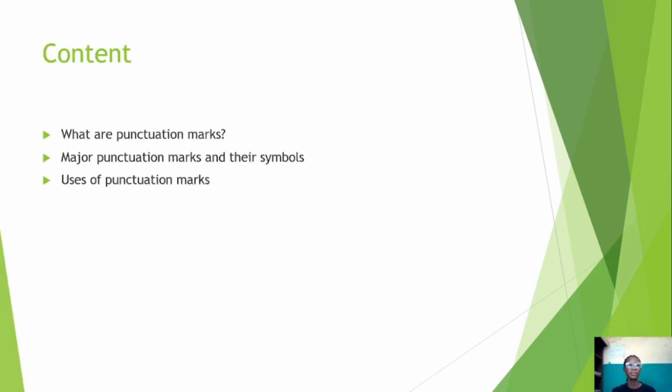Punctuation. For today's lesson, we'll look at what are punctuation marks, major punctuation marks and their symbols, and finally we will look at uses of punctuation marks, and like is our custom, we would answer questions on punctuation marks.